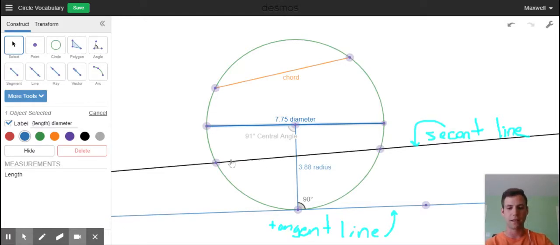We have a secant line hitting the circle at exactly 2 points, going all the way through. And we had a chord connecting 2 points on the circle, going across it. And then we have a central angle, where it is the angle made with the vertex being the center of the circle. And that covers circle vocabulary.